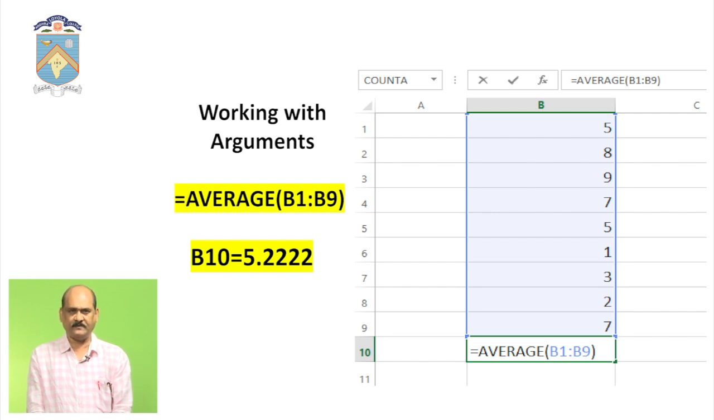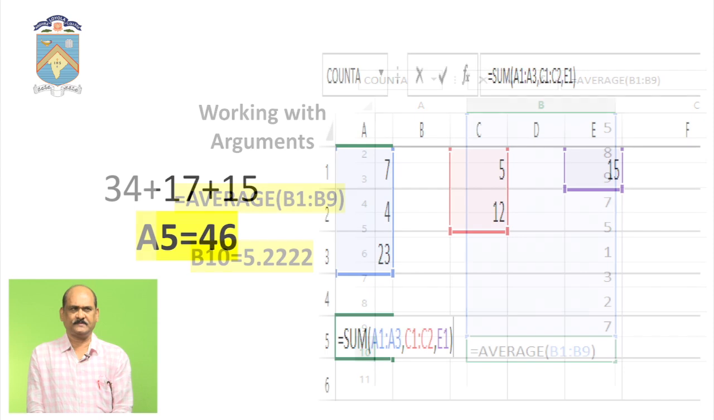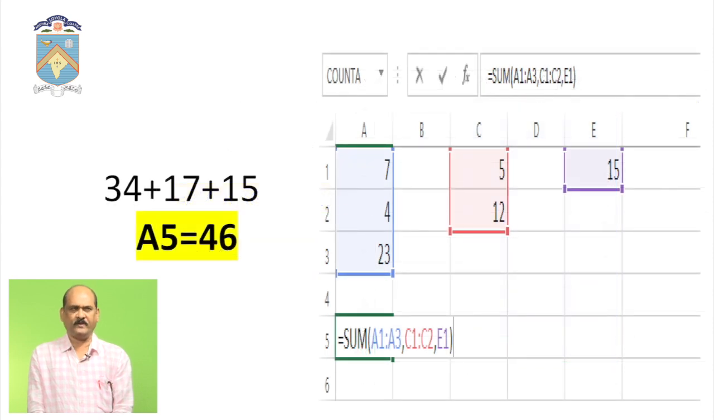You see, in B10 the function is used like equal to AVERAGE B1 colon B9. This is a function, not a formula used by the user. Similarly, the sum of A1, A3, C1, C2, E1: these are not in order, but somehow they are spread across this sheet. A1, A2, A3 are somewhere and C1, C2 are somewhere and E1 is somewhere, but I want the total of these items spread across the sheet.